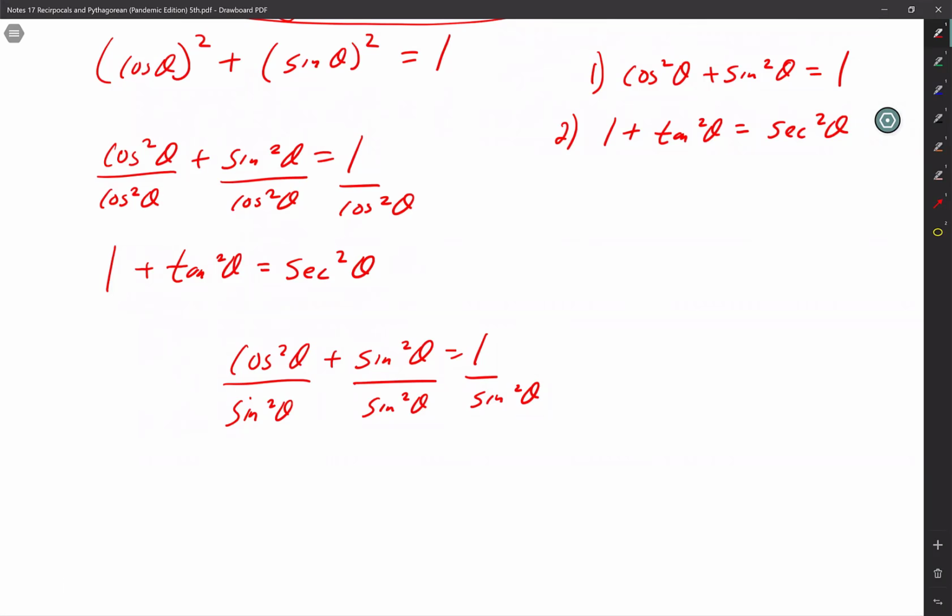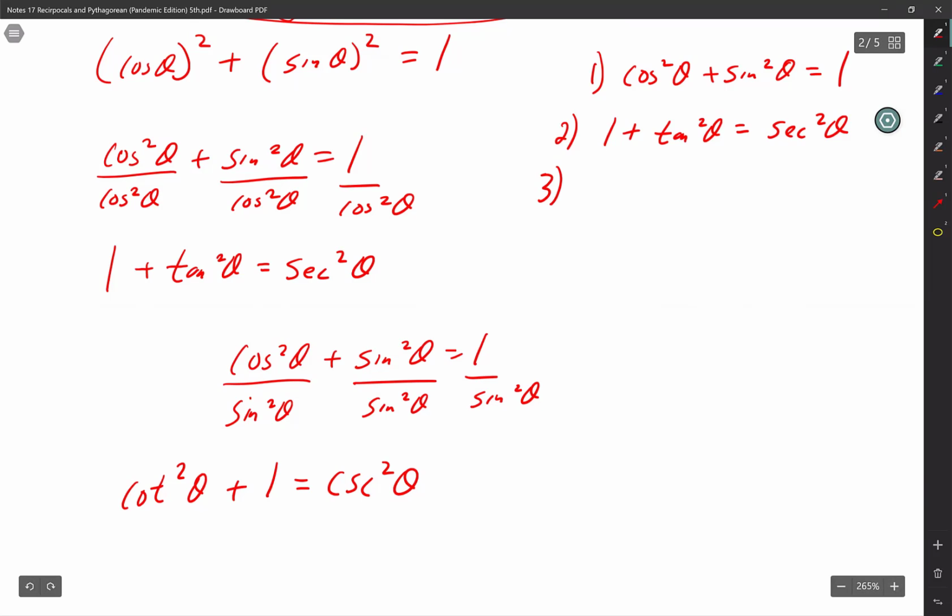Cosine squared over sine squared, that's just cotangent. So I'll write cotangent, put a square on it, theta, plus sine squared over sine squared, that's a 1, equals, and then 1 over sine squared, that's cosecant squared. That is my third Pythagorean trig property. So I'm going to rewrite it. Cotangent squared theta plus 1 equals cosecant squared theta.